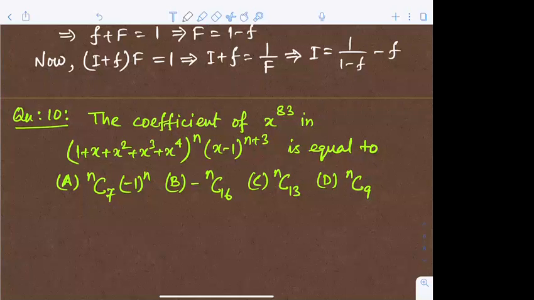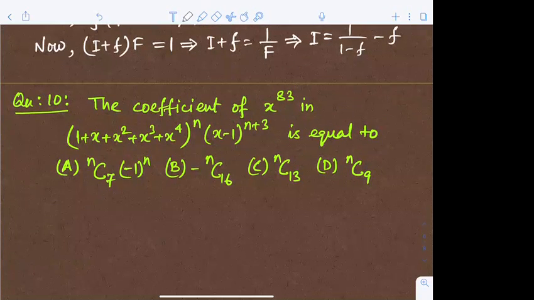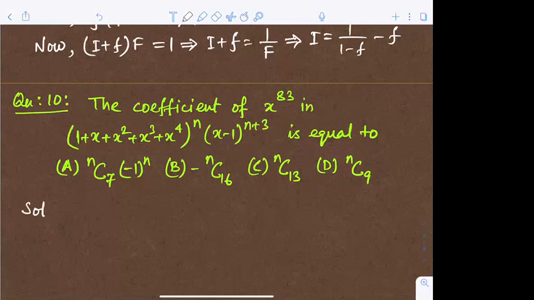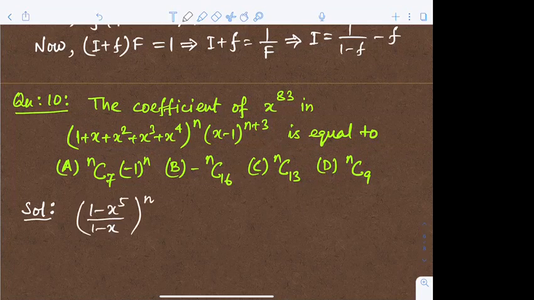Okay, so let us see how to solve it. Am I audible to everyone? Yes, sir. Okay. So the coefficient of x power 83 we have to find in this. First, let us simplify it. We can see that the first bracket has terms in GP. So for that, what is the formula of GP? Can anyone tell me? In this case, what will I get? I get (1 minus x to the power 5) divided by (1 minus x), whole to the power n. And after that, we have (x minus 1) whole to the power n plus 3.